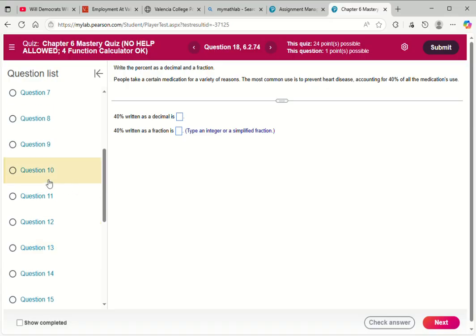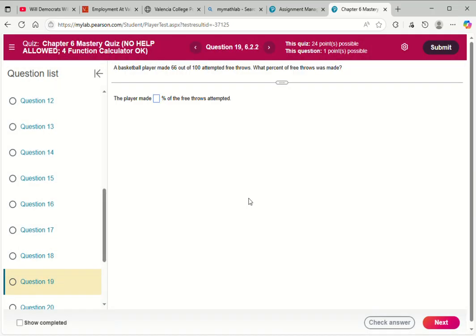Question 18 says, write the percent as a decimal and a fraction. So people take a certain medication for a variety of reasons. The most common use is to prevent heart disease, accounting for 40% of the medication's use. So we want to write 40% as a decimal and then write 40% as a fraction. The context there is pointless.